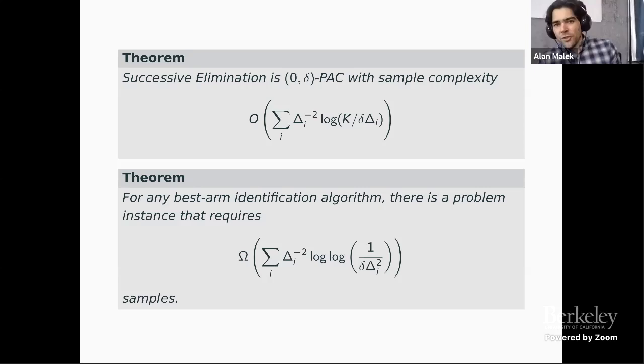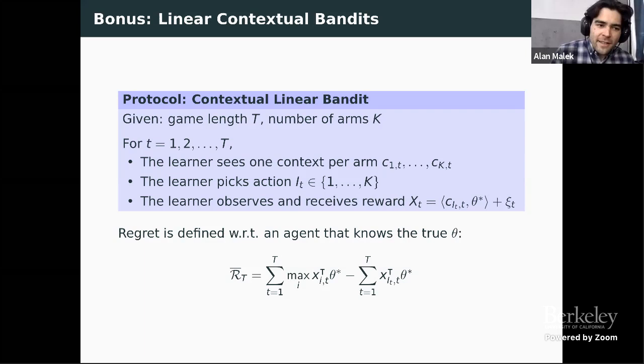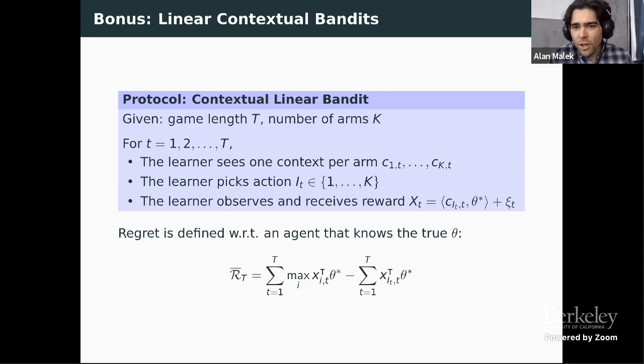And I guess we have a little bit of time, so I can maybe quickly go into linear stochastic bandits. This is almost a contextual bandit, and it's the last thing that we'll consider. The setting is as such. Given a number of arms k, as usual, the learner now sees some context. They see one context per arm, C1 all the way to CK of t, and they're given a new set of context vectors every round.